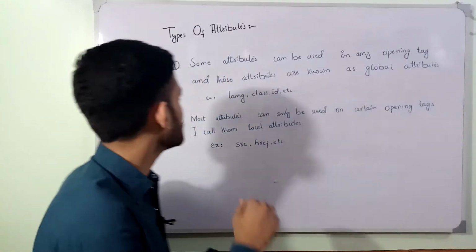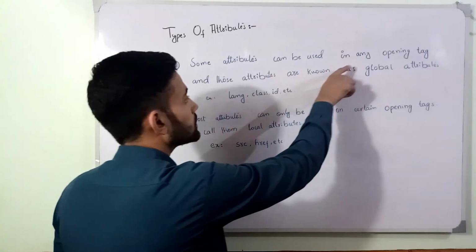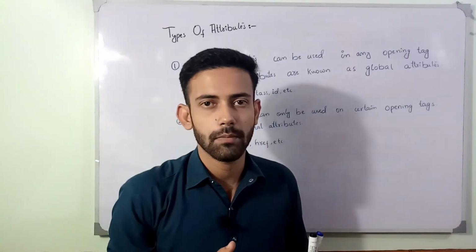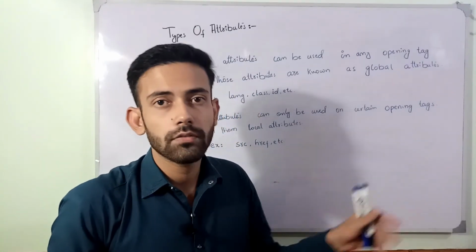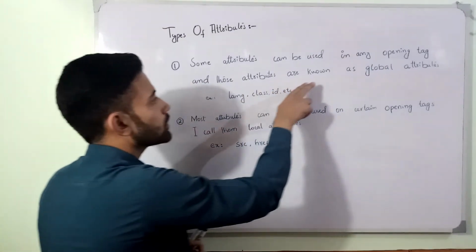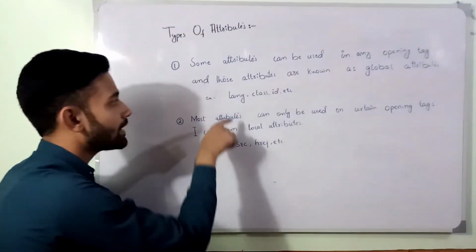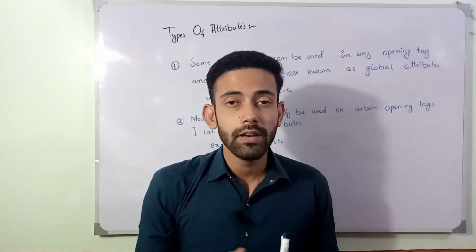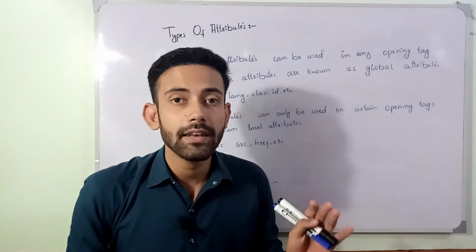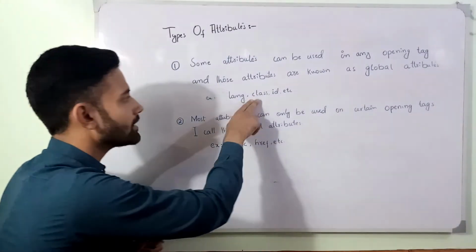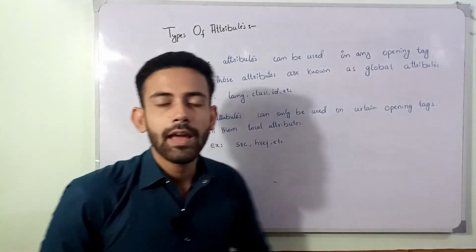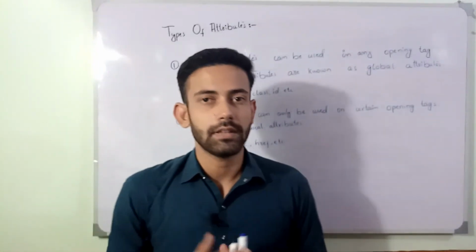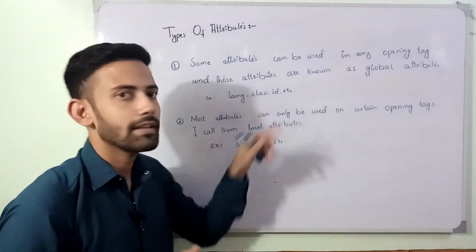So let's understand. Some attributes can be used in any opening tag, which means that I can use them on any tag of HTML, and those attributes are known as global attributes. Like the language attribute, we have already seen the language attribute. It is a global attribute, you can use it on any tag. Like class attribute and ID attribute, etc. We can use these attributes on any tag. We will see these in the later videos.